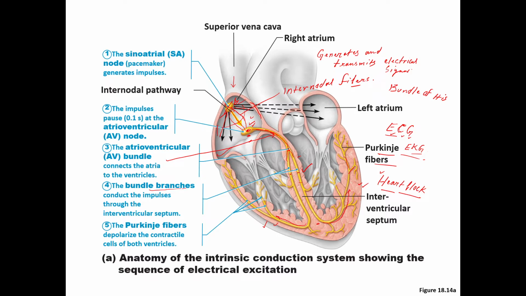If any part of AV node is damaged or destroyed, then the transmission will be slower here. When the signal will try to pass through it, it will be slower and weaker, right? So the ventricular wall will get a delayed and weak signal. So that is called partial heart block. If it is completely destroyed, then the ventricular wall will not get any signal. In that case, we'll say complete heart block.